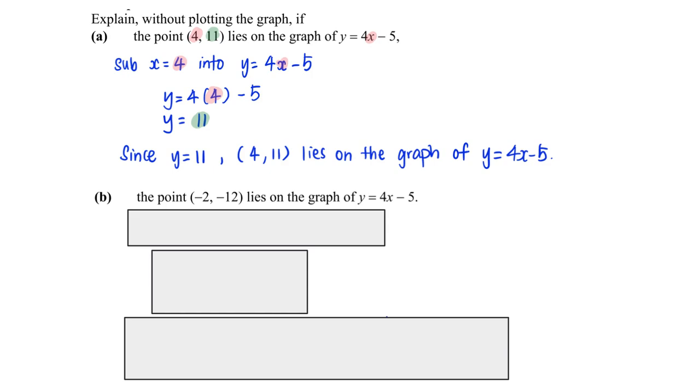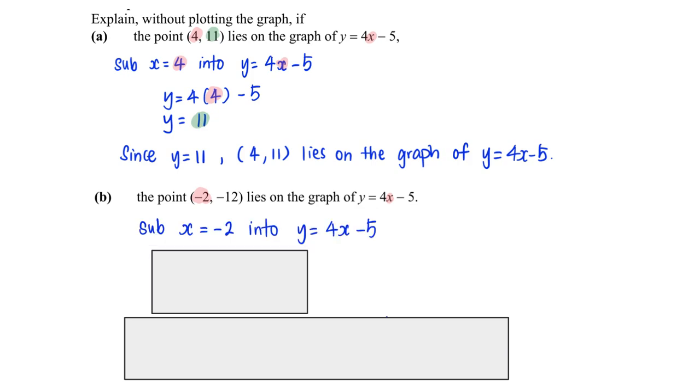So let's check for part B. Using the same approach, just that now my x is no longer 4, but is negative 2, and my y is negative 12. So same, I'm going to substitute negative 2 as x. So this x, I'm no longer writing it as x, I will write it as negative 2.